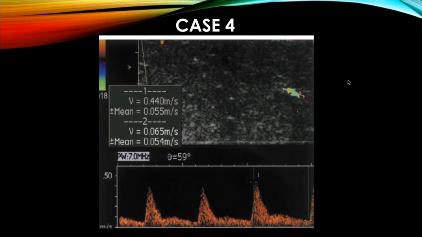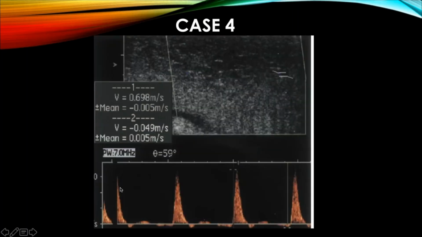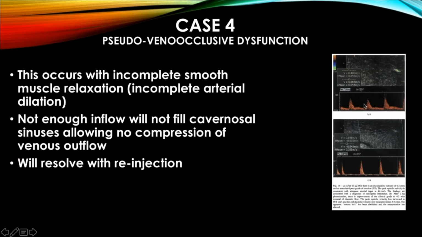This was at about 5 minutes, so we re-injected. And when you re-inject, this is what you see. So you get a peak systolic velocity of about 69 centimeters per second with complete reversal of end diastolic velocity. So this is what's called pseudo-veno-occlusive dysfunction. There's actually no abnormality. It's completely normal. The pseudo comes from the interpretation that there was complete smooth muscle relaxation and that you're looking over here at a point that is the best erection the patient's going to get.